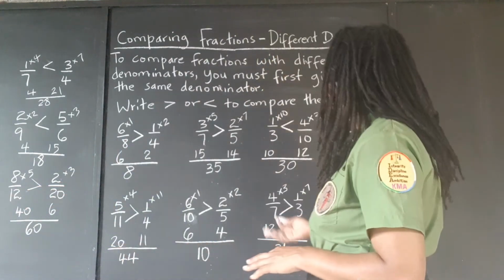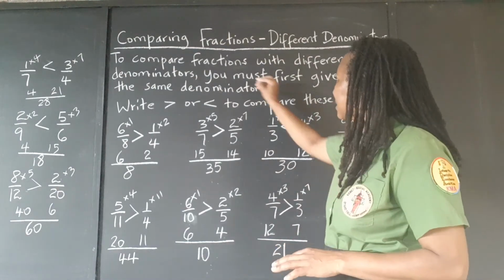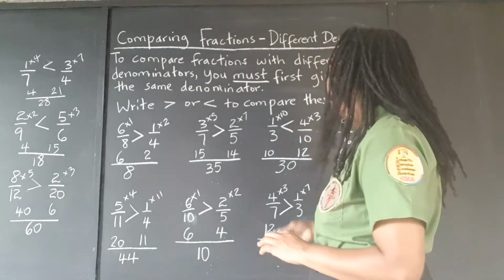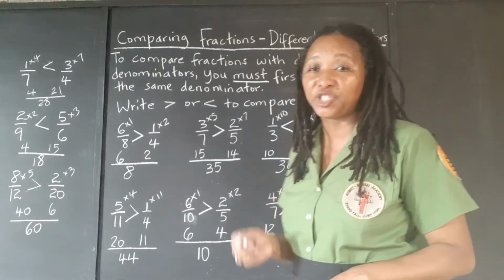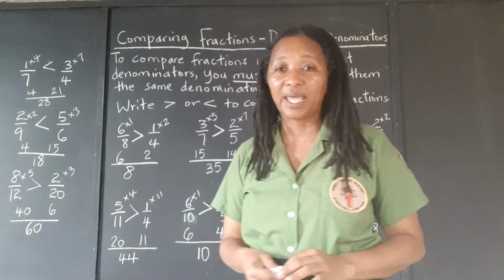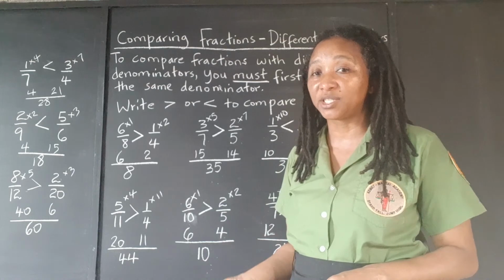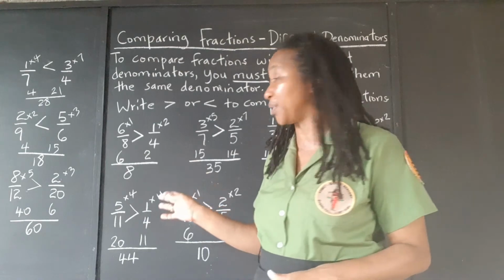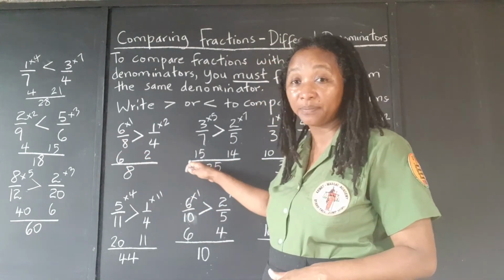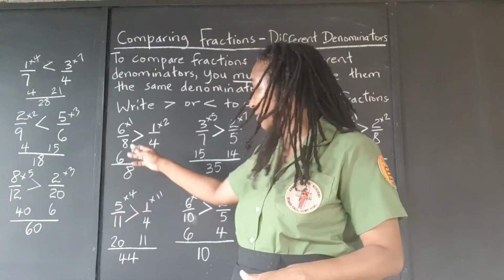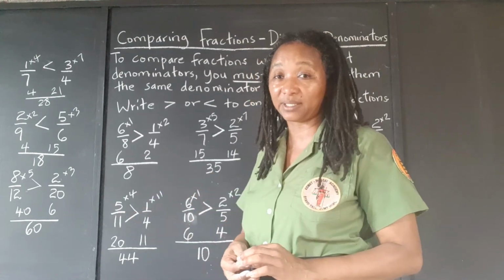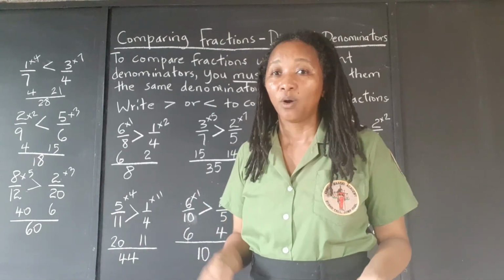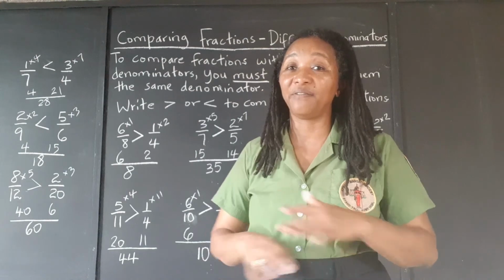So remember, to compare fractions with different denominators, we must, let me underline must, first give them the same denominator. Only then can we go and compare to see which is the bigger. And it doesn't have to be 2, it could be 3 or 4 different fractions you get to compare. Line them out the same way, find the LCM, and compare the numerators. And you might be asked to put them in ascending order or descending order, which we have videos on. We have videos on everything.